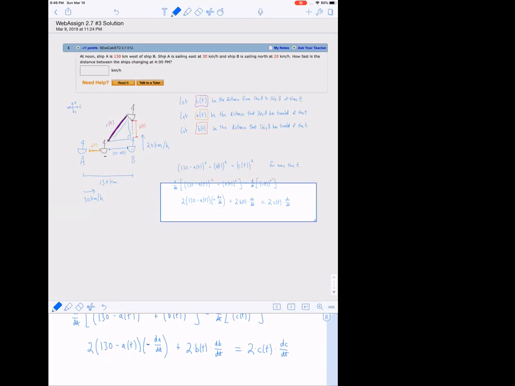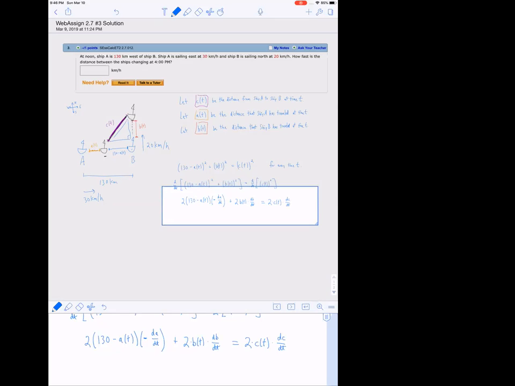All right, well, we can clearly see that there is a factor of 2 in every term here. So we can clean this up and say that (130 minus A of t) times negative dA/dt plus B of t times dB/dt is equal to C of t times dC/dt.